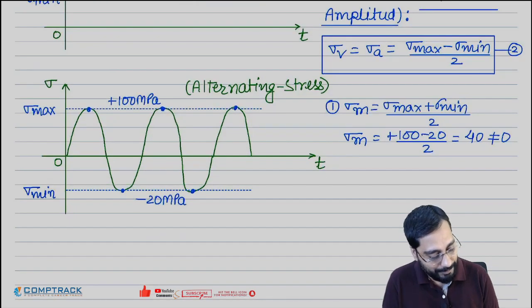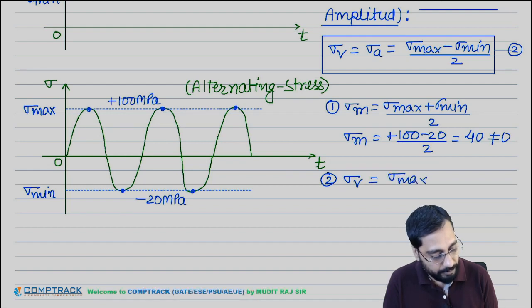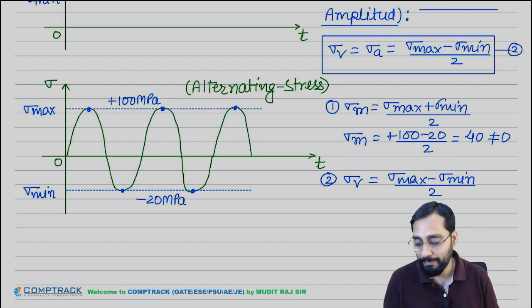Okay, second case, variable stress. This will be your maximum minus minimum by 2.